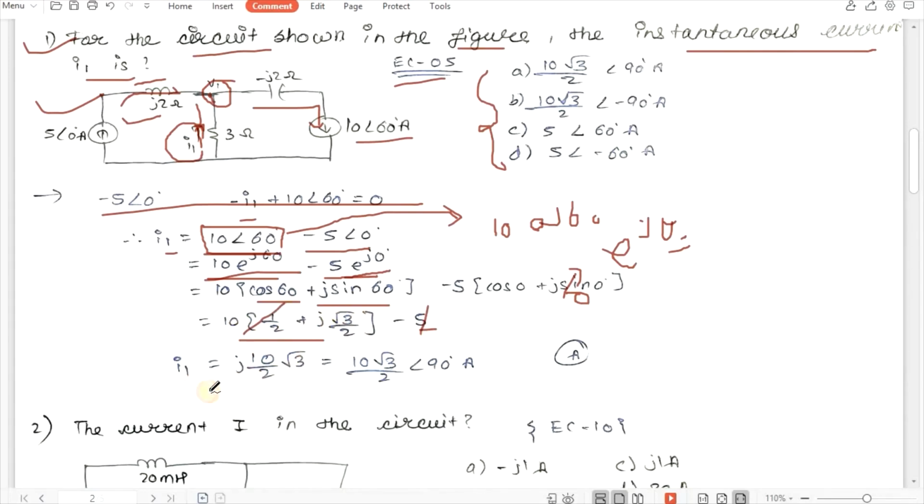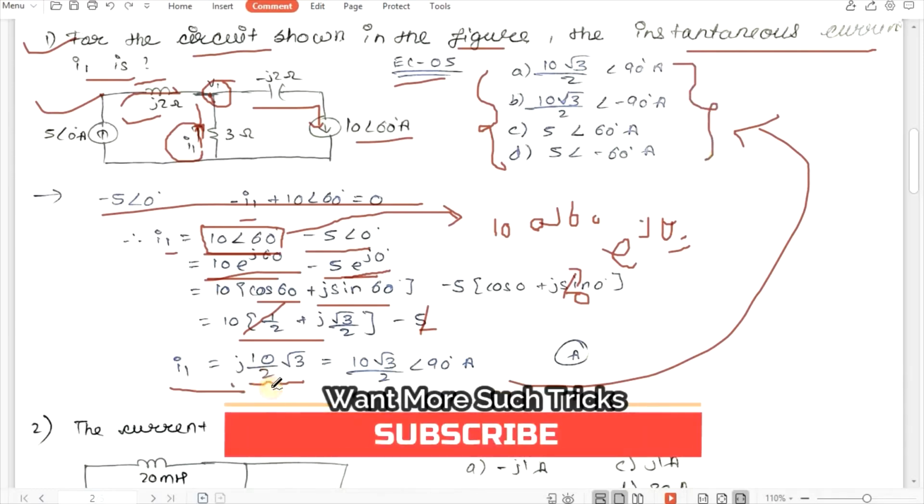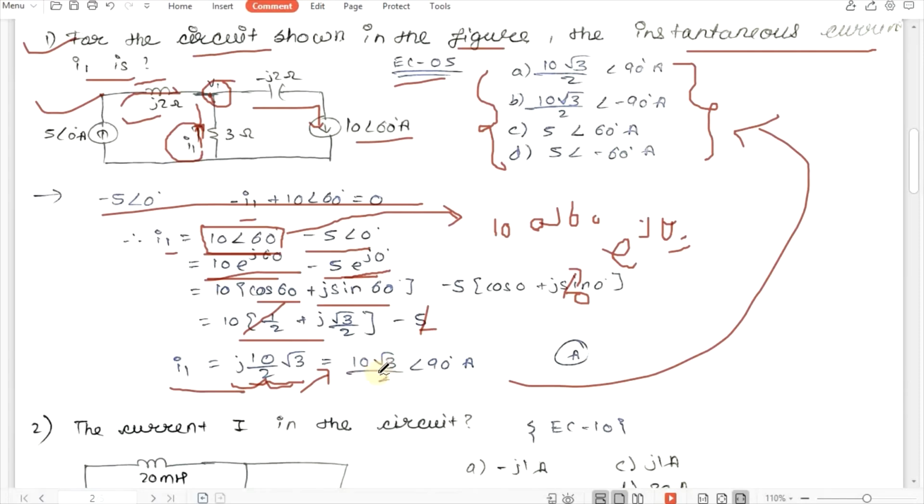So this is our I1. I1 equals j 10 root 3 by 2. Now if we write this in phasor form, it will be 10 root 3 by 2 angle of 90 degree. As you can see here, all the options are written in phasor form, so you have to convert your rectangular form to phasor form. So it will be 10 root 3 by 2 angle of 90 degree ampere. So the correct option will be this, A.